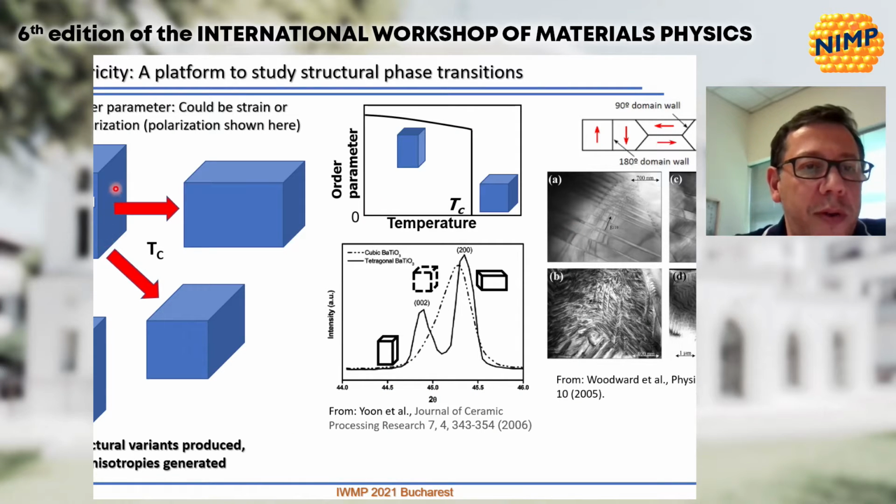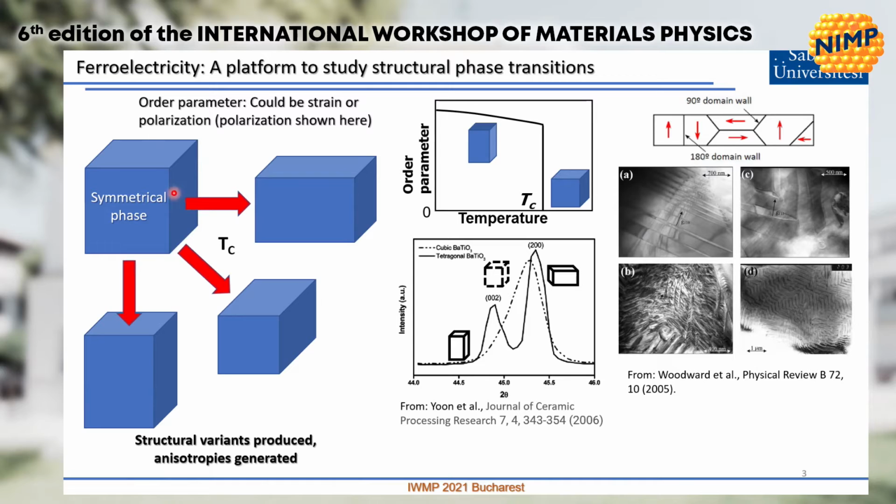In a ferroelectric, depending on what view you take, you can see it as a structural phase transition, or you can also take it as some electrical order appearing in the sample. So we have the symmetrical phase, which, when reaching a critical temperature, deforms and then goes into what can be called the polar phase. It comes with some strain, and then we actually have these structural variants produced.